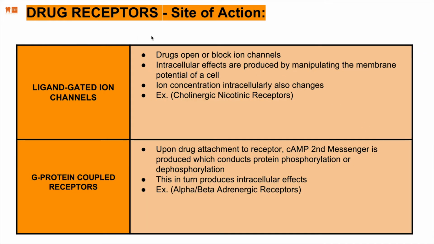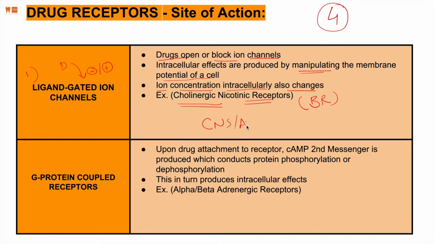Okay, so let's take a look at various drug receptors. There are a total of 4. This slide has 2 and the next has the other 2. So number 1, ligand-gated ion channels. What does that mean? Well, drugs will open or block ion channels. The intracellular effects are produced by manipulating the membrane potential of the cell, which means the drug will come to these receptor channels and change the charge on it. The membrane potential of the cell will change, and therefore the ion concentration inside the cell will also change. And when that happens, we have a biologic response. These ligand-gated ion channels are represented by the example of cholinergic nicotinic receptors. So this is our next lecture. We will talk about the CNS and ANS. This is where we talk about cholinergic and nicotinic receptors in the cholinergic cycles.